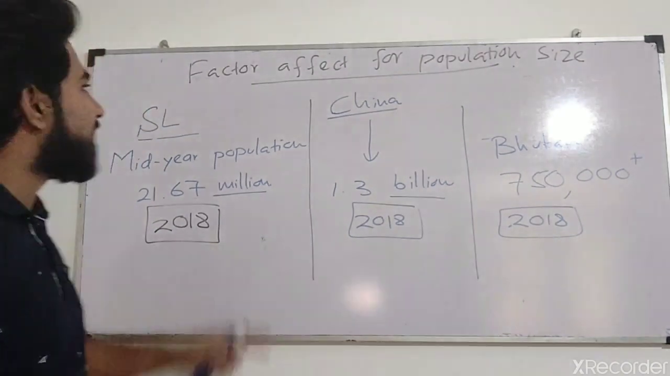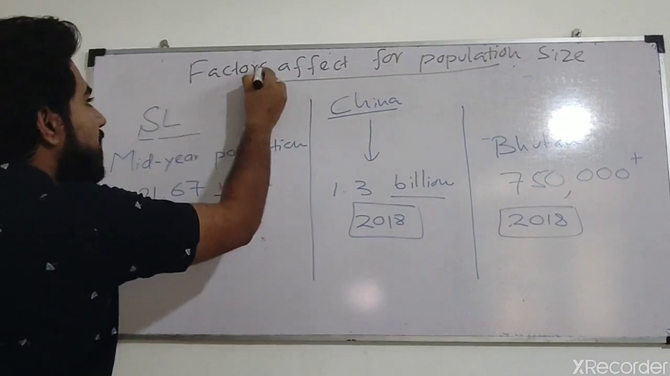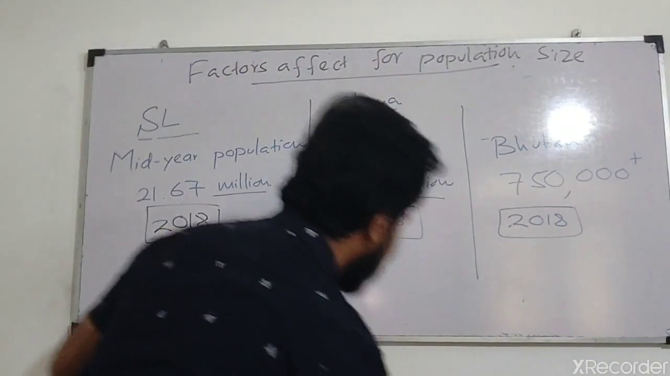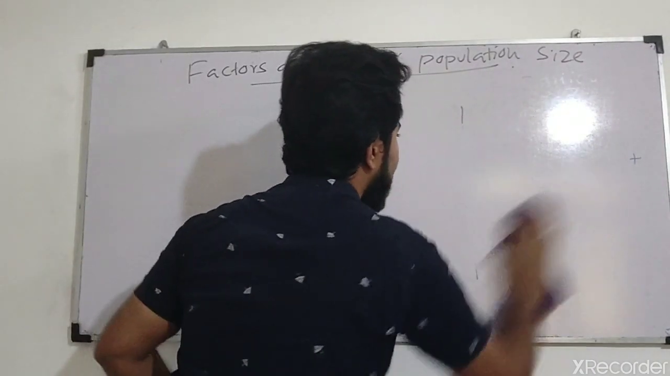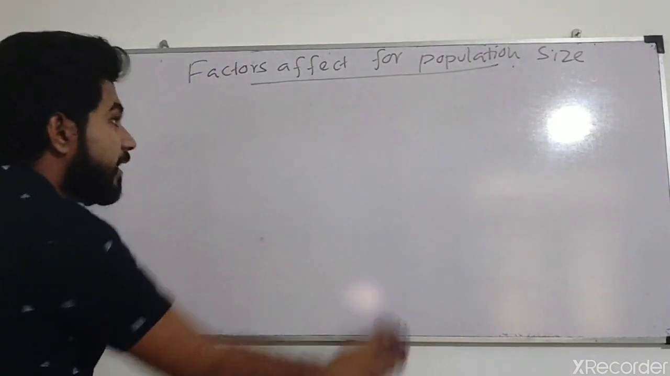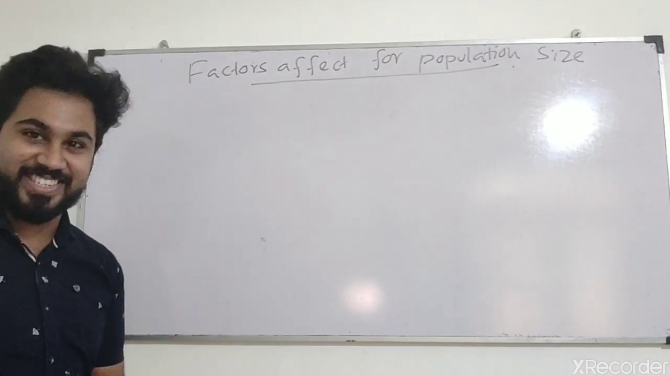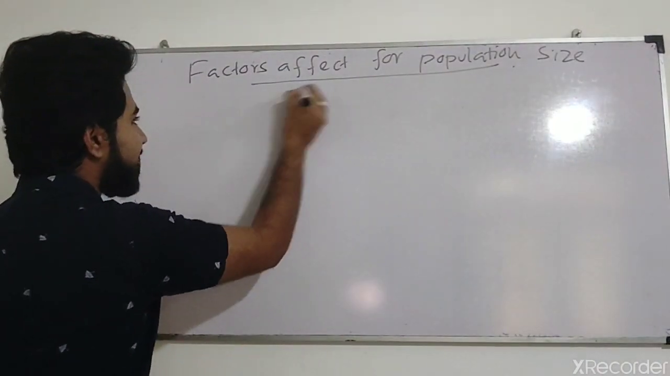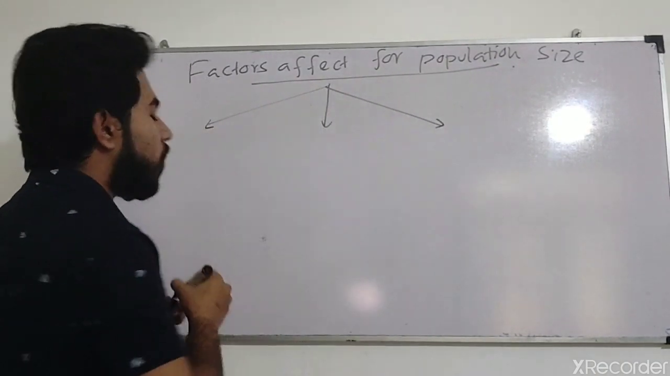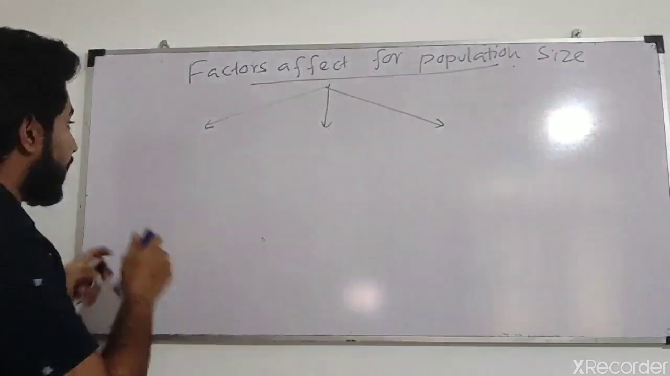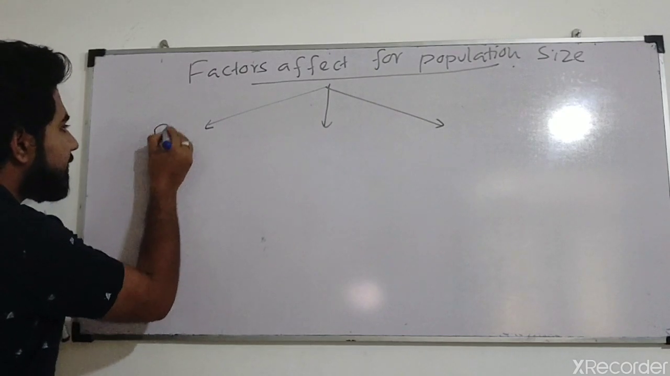So what are the factors that affect population size? Alright. Yes, according to economics, there are three main factors which affect the change in population size. What are the three factors? Okay, I will take those three factors onto the board. Number one, that is very important: fertility.